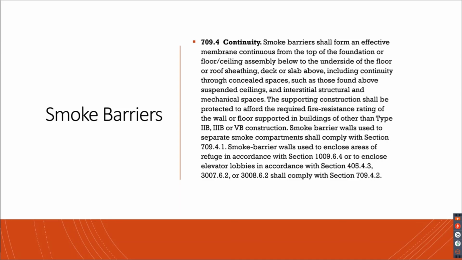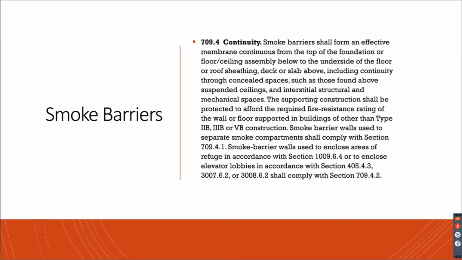Continuity. The smoke barriers, again, I'm going to read this one. I know we're getting close in time, but of course this is important in our world. Smoke barriers shall form an effective membrane continuous from the top of the foundation or floor ceiling assembly below to the underside of the floor, roof sheathing, deck, or slab above, including continuity through the concealed spaces, such as those found above suspended ceilings and interstitial structural and mechanical spaces. The supporting construction is going to be the same as the wall rating required for the wall.